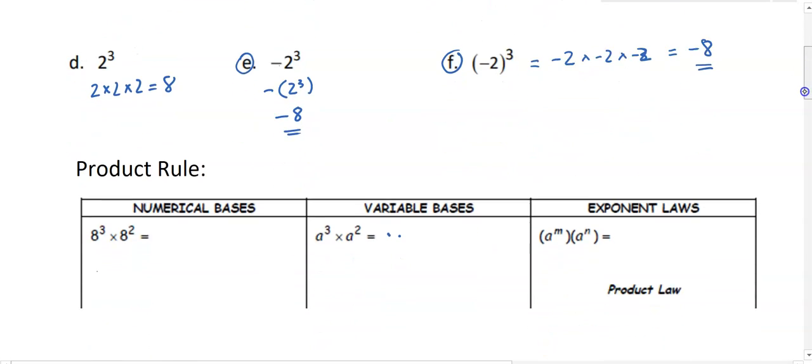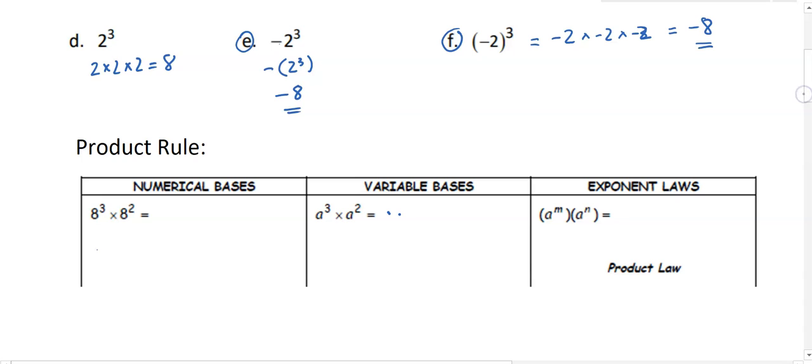Alright, so let's take a look at our first law that you learned last year, the product law. So if you have 8 to the power of 3 multiplied by 8 to the power of 2, typically in math we always have to follow the rules of BEDMAS. And BEDMAS tells us we always have to make sure we do exponents before we multiply. So we'd have to type in 8 to the power of 3, get our answer, 8 to the power of 2, get our answer, then multiply. We get large numbers, but we could do it.